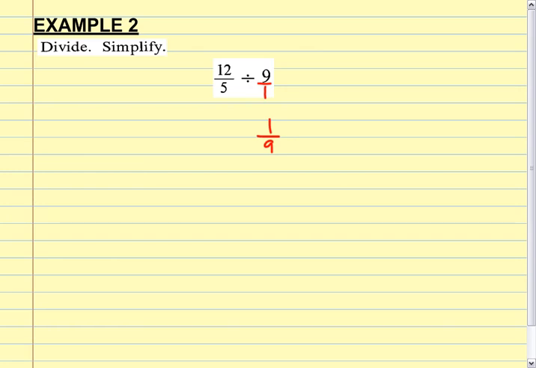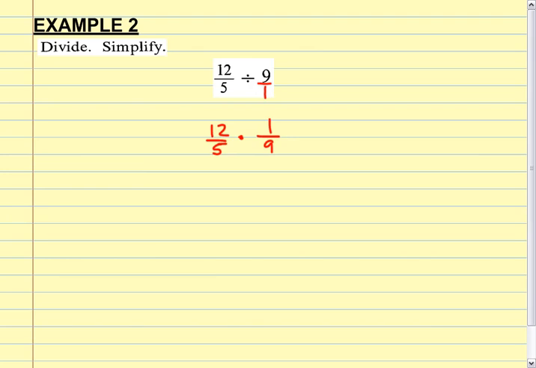What's the next thing I need to write down? Sarah Kay. I put 12/5, and what do I put between them? Multiplication sign, right? I never ever divide fractions. I flip the second and multiply. Does anyone see anything that I can cancel? Catherine?